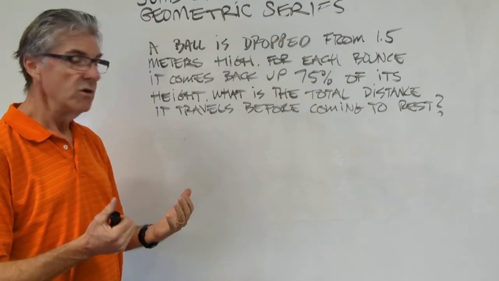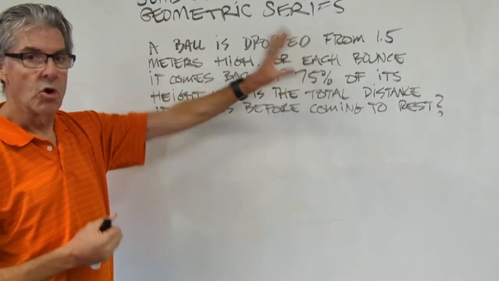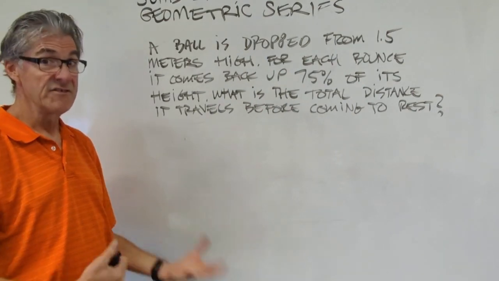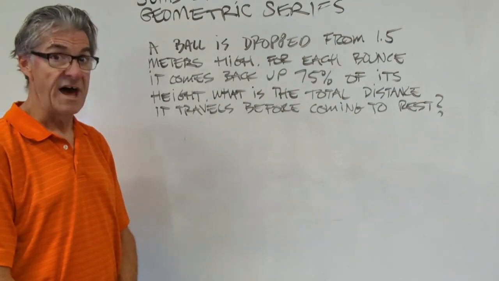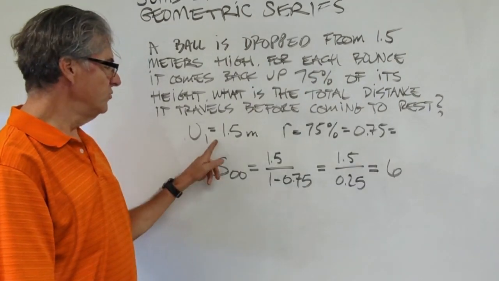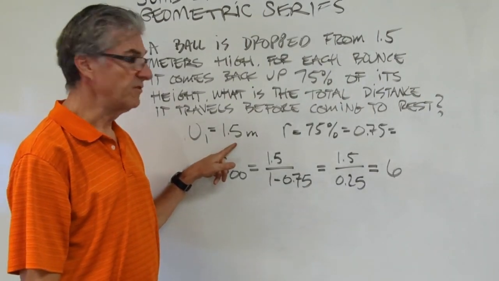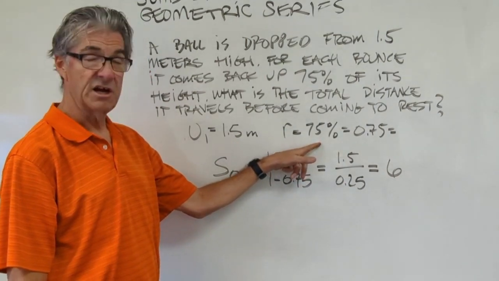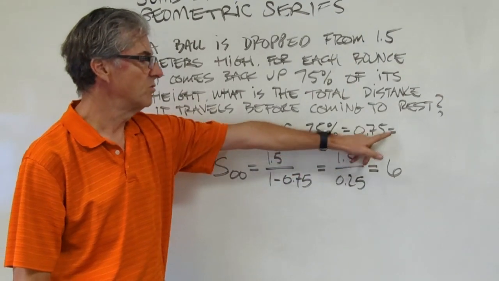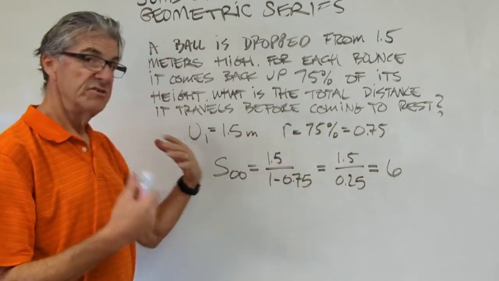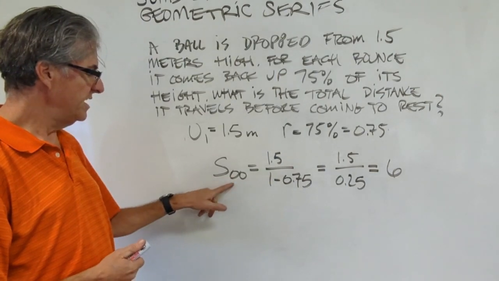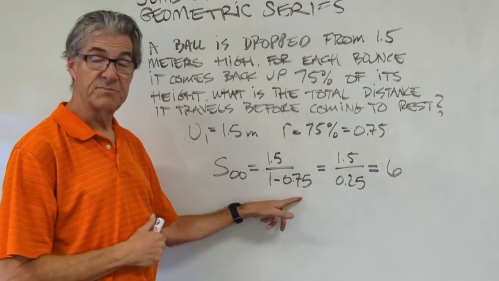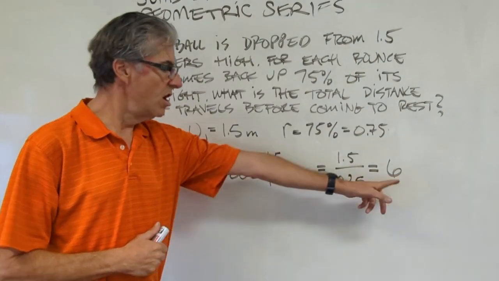Now, pause the video and see if you can extract from here what you need to sum this geometric series. Obviously it's convergent, so see if you can do that. All right, let's see how you did. Our u1 is 1.5. That's the height that we drop it from to start. Our r is 75% because that's the next term. It comes up 0.75 times. So that's the number we have to use to do our math. So now I'm going to set up my sum. The sum of this infinite series is 1.5 over 1 minus 0.75, which gets us all the way to 6.